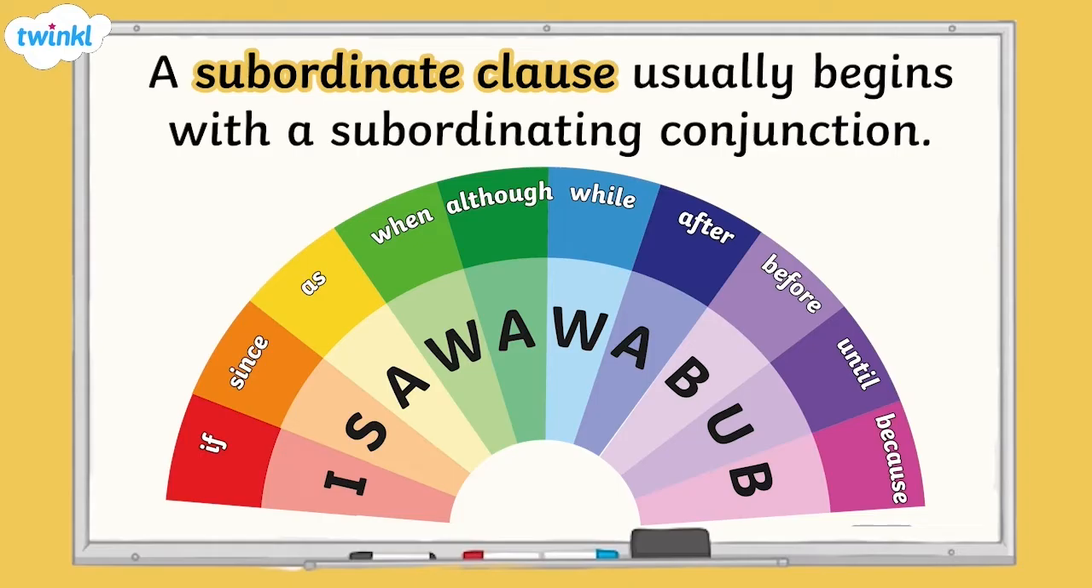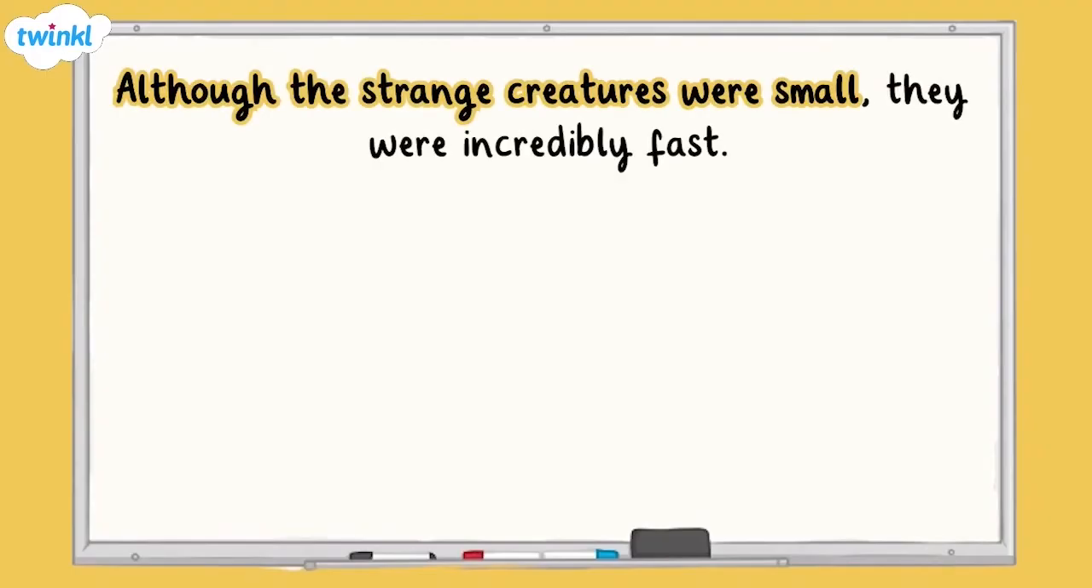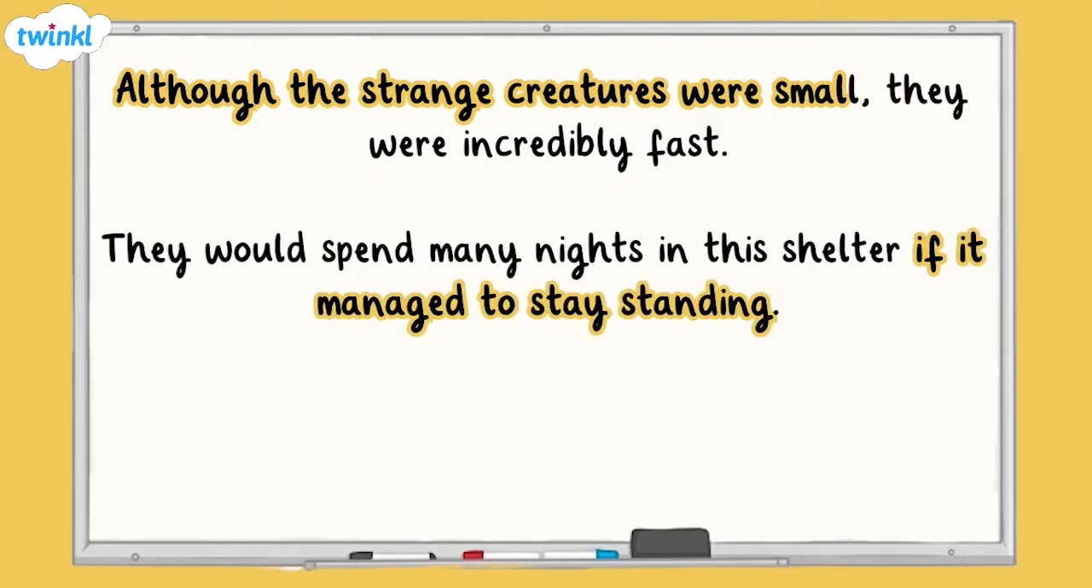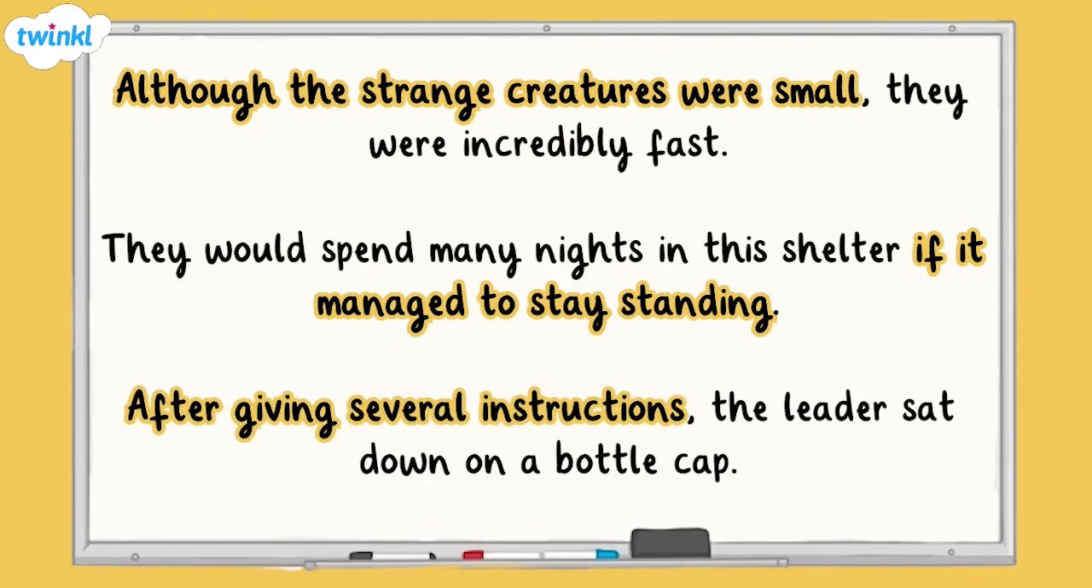This shows us that the most common subordinating conjunctions are if, since, as, when, although, while, after, before, until, and because. Let's take a look at some subordinate clauses in action. Although the strange creatures were small, they were incredibly fast. They would spend many nights in this shelter, if it managed to stay standing. After giving several instructions, the leader sat down on a bottle cap.